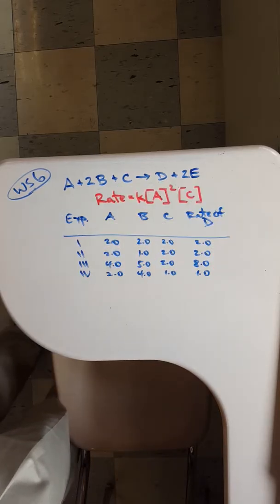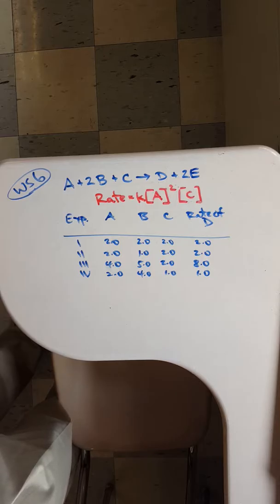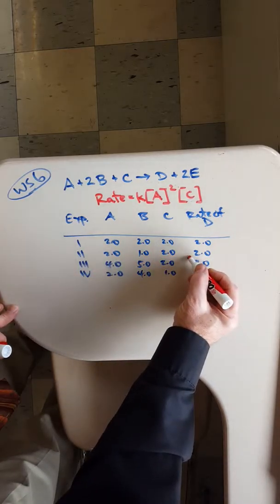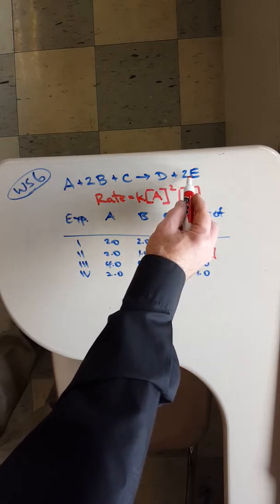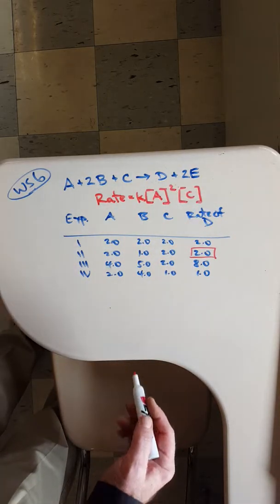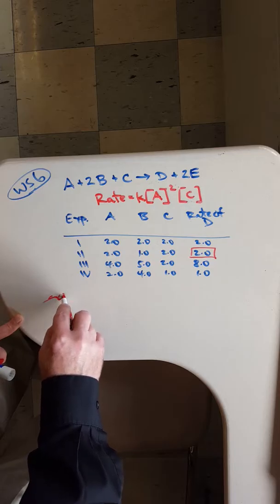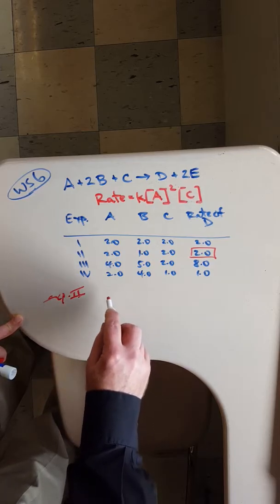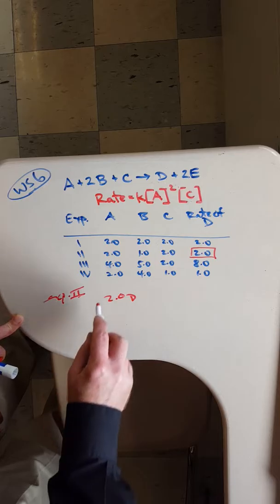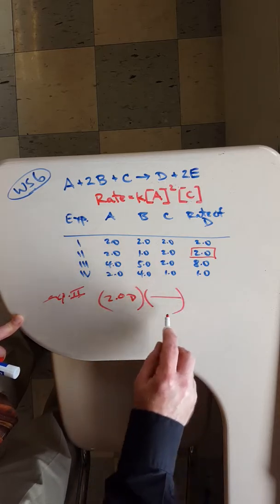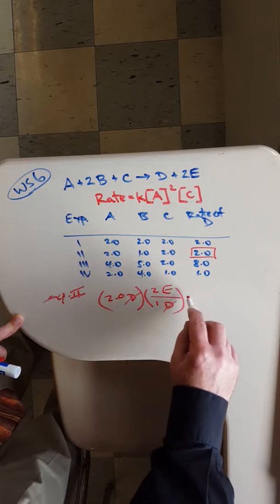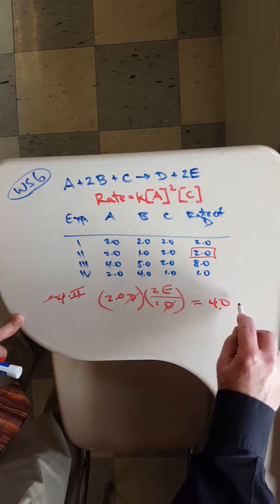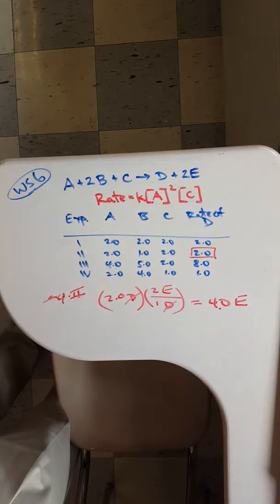Question number 2 asks me, in experiment number 2, what about the rate of formation of E? In experiment number 2, I know that D was forming at a rate of 2.0. My stoich between E and D is 2 to 1. So in experiment 2, I've got D at a rate of 2.0. And my stoichiometry tells me I form 2 E's for every 1 D, which would mean E is going to be forming at a rate of 4.0.